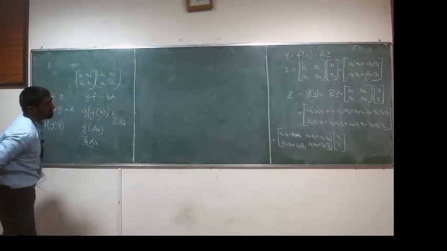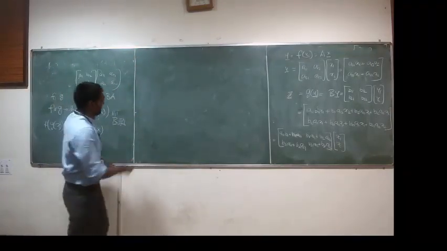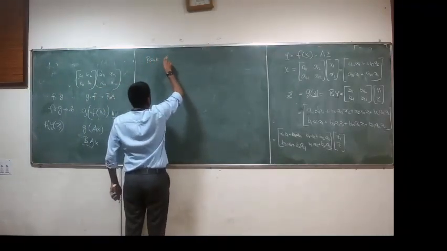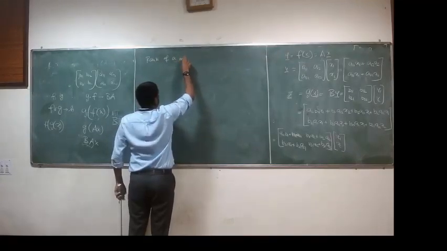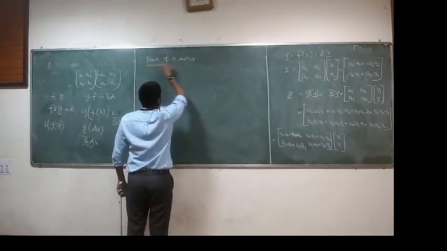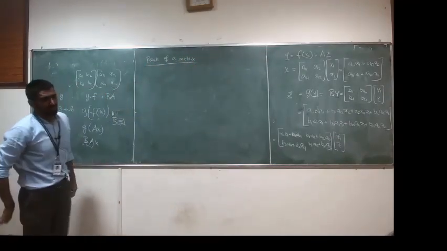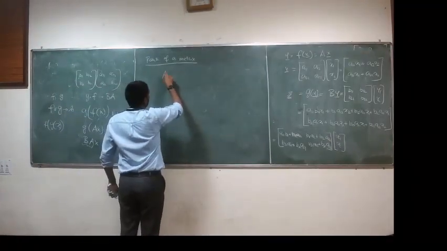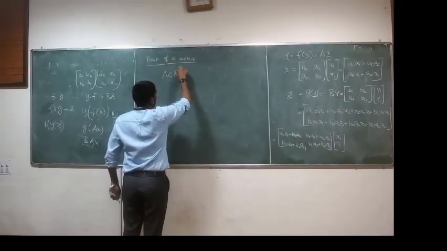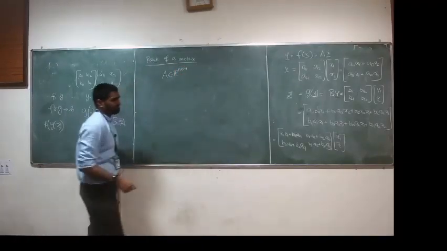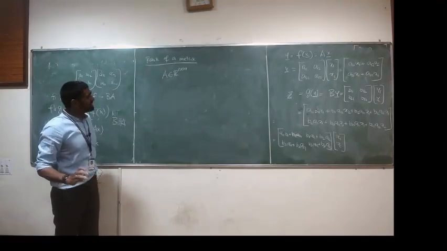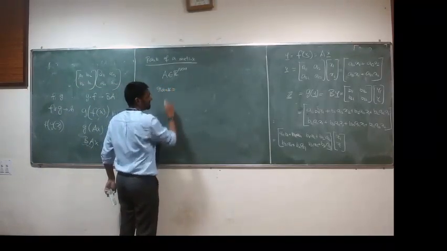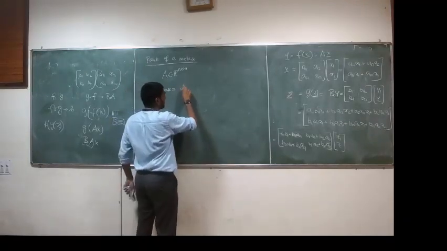We'll now look at another very important idea. It's called the rank of a matrix. If you have a matrix A, n cross n, the definition is very simple. The rank of a matrix is simply the dimension of some subspace.